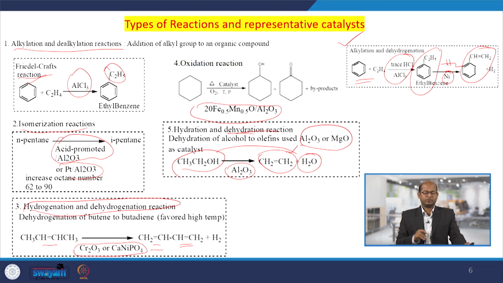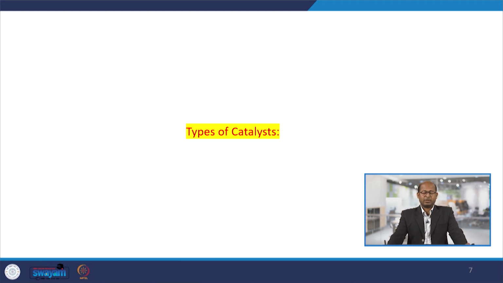So here we can see that from one reaction to another reaction the catalysts are not the same. Depending upon the reaction, you have to prepare a different type of catalyst. Okay.